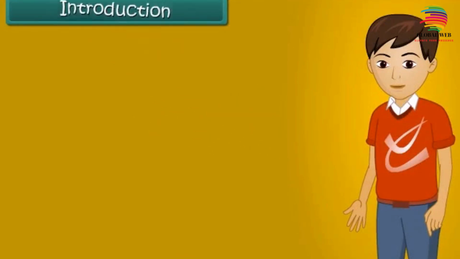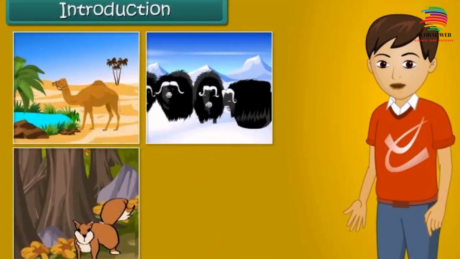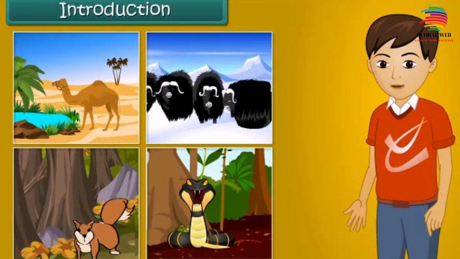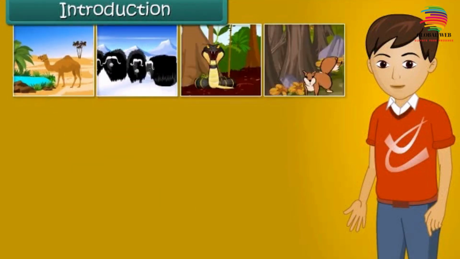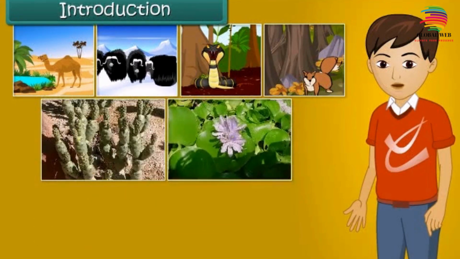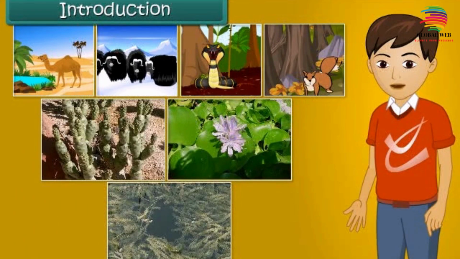Introduction. Hello students, look at the images given here. Camel, yak, squirrel, snakes are all terrestrial animals, but their physical appearance and behavior are very different from each other. Similarly, plants like cactus, water hyacinth, and hydrilla are also different in their physical appearance and behavior. All plants and animals develop different features that help them to survive in their surroundings. Let us learn more about the living organisms and their surroundings.